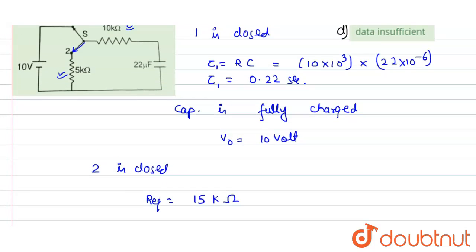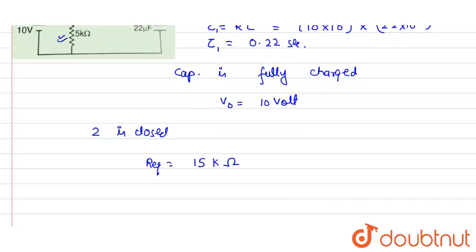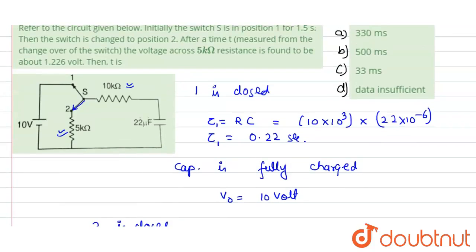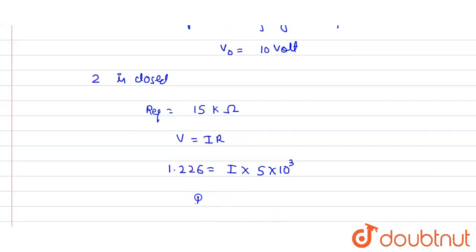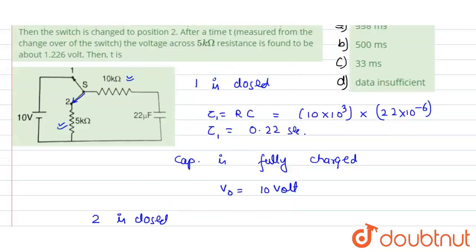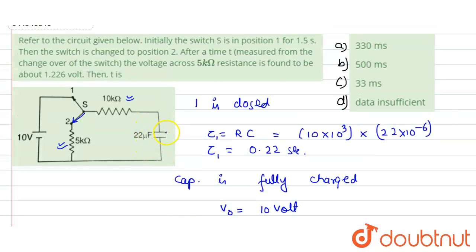Now if this is the R equivalent, what would be the current flowing through the circuit in this part? We know that V equals I into R. Now the potential drop across 5 is given to be 1.226. So we can say that 1.226 equals I into 5 into 10 raised to the power 3. So the current would be 1.226 divided by 5 into 10 raised to the power 3. Now in this situation, the potential drop across the capacitor would be the same as the potential drop across this combined 5 kilo ohm and 10 kilo ohm.